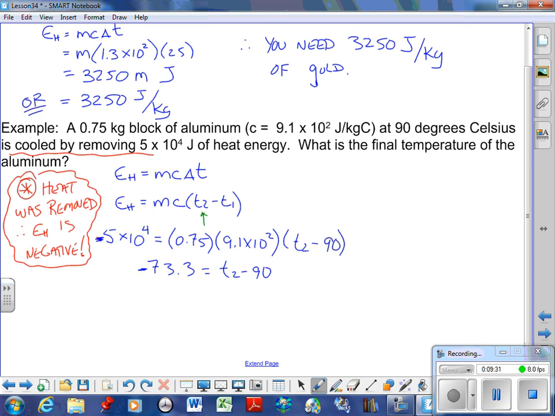And so the negative 73.3 plus the 90 now. So we know the new temperature, T2, is equal to 16.7 degrees Celsius. Therefore, it ends at 16.7 degrees Celsius.